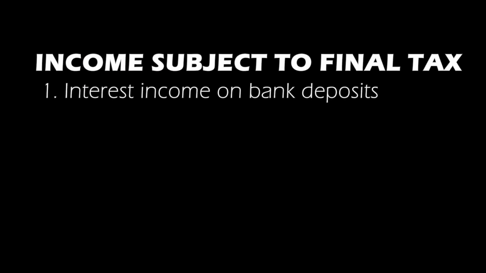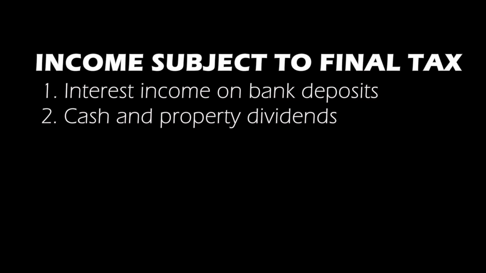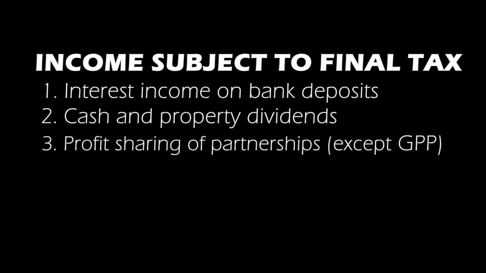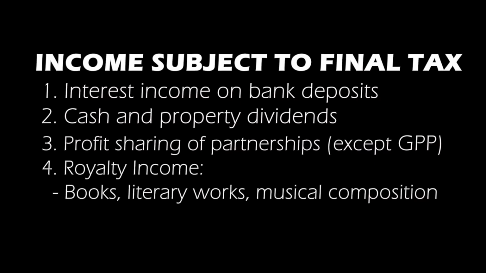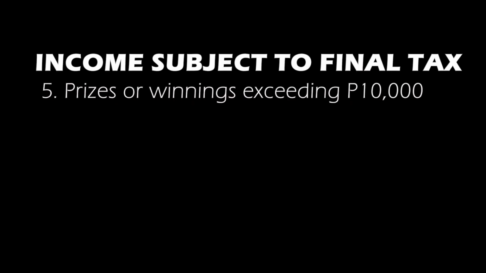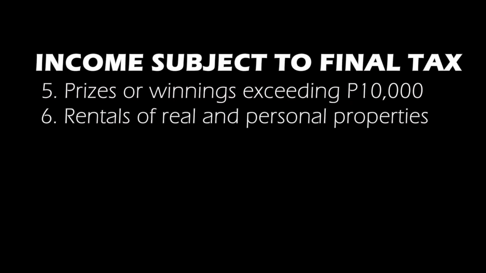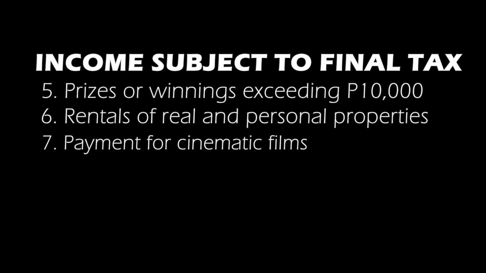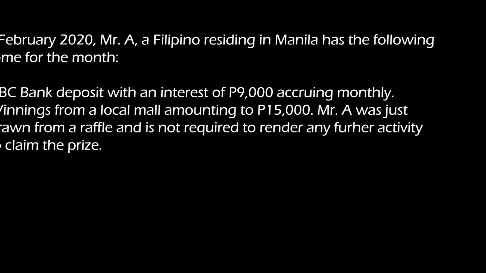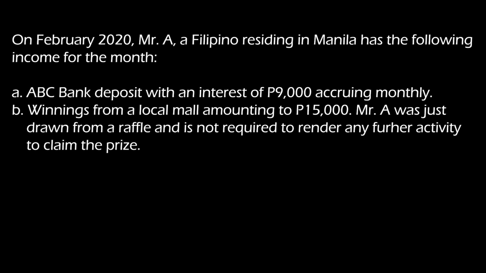These are the passive income subject to final taxes. First, interest income on bank deposits. Second, cash and property dividends. Third, profit sharing of partnership, except general professional partnerships. Fourth, royalty income on books, literary works, and musical compositions. Number 5, prizes or winnings exceeding 10,000. Number 6, rentals of real and personal properties. Number 7, payment for cinematic films. And lastly, informer's reward.